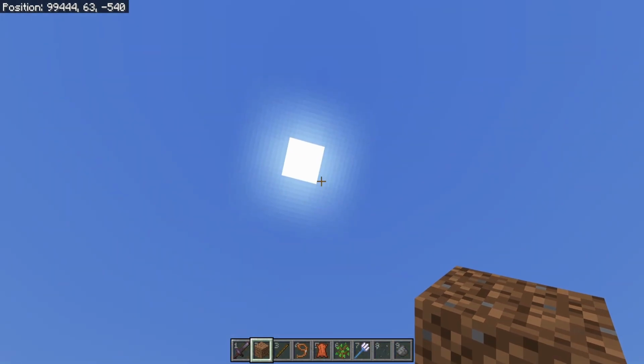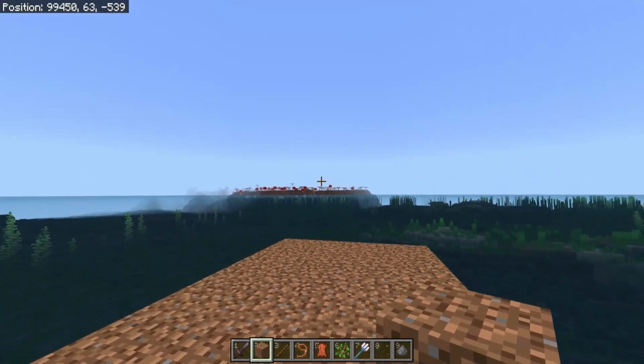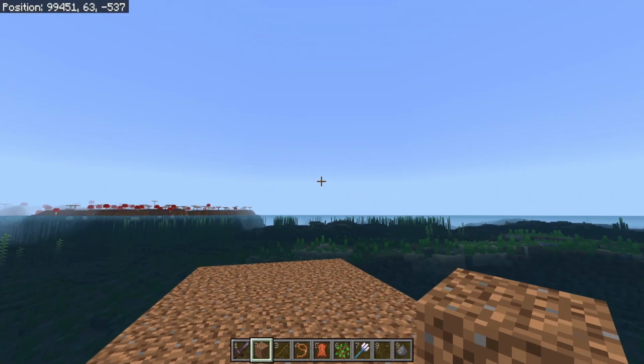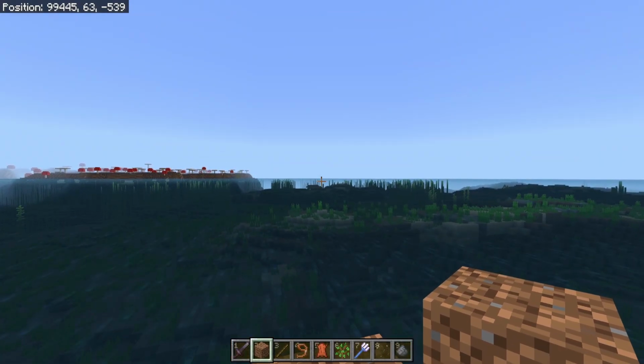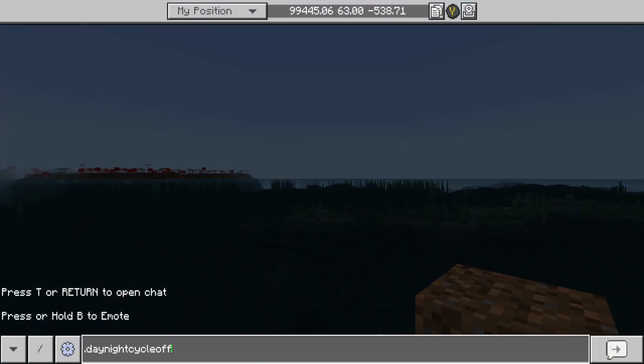See, normally you only have 10 minutes for the daytime and 10 minutes for the nighttime, and although it's 10 minutes for each, it surely does not feel like it, especially if you're wrapped up in a big project. So if you're wanting to use this behavior pack, what you're going to want to do is add this to your world, and then you're going to run the period day-night cycle off command.